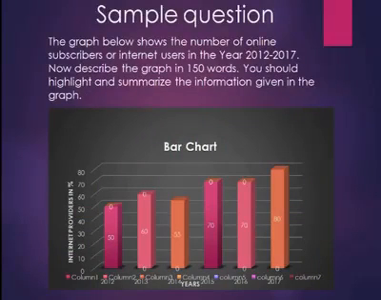This is a very simple example, which is very suitable and common for your exam papers. Let's see. The graph below shows the number of online subscribers or internet users from the year 2012 to 2017. Now describe the graph in 150 words. You should highlight and summarize the information given in the graph. So the question is basically given like this in the exam paper, and there will be a picture, image, or diagram given. For today's discussion, I have specially chosen the bar chart or bar graph because it is very common for the HSC students and the HSC English first paper question.